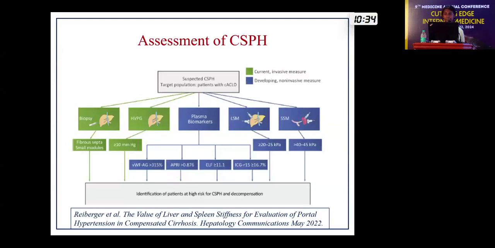For patients suspected to have CSPH, the gold standard, as we know, is liver biopsy or HVPG. But as I said, both are invasive and expensive tests. So what can we do? There are some plasma biomarkers, most commonly platelets, APRI scores, and AST/ALT ratios. Then there is VWF, which, as Vijay pointed out, in various liver conditions is known to predict in-hospital survival. So these are certain plasma biomarkers. Now, this group, LSM, is liver stiffness measurement.